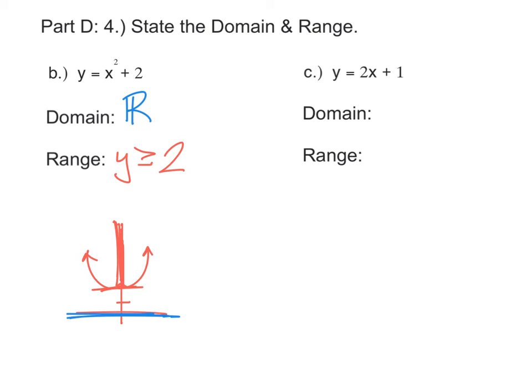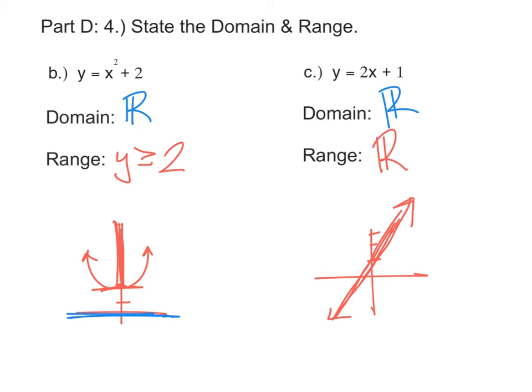For the last one, y equals 2x plus 1, think about what that is, and that's a line. It has a y-intercept of 1 and a slope of up 2 over 1. So this is the line. And we think about how far this line extends in the x direction, because the x direction is the domain. It goes forever in the x direction, so its domain is all real numbers. And when we think about its range, how far does this line stretch up and down? It stretches forever up and down, so its range is also all real numbers.